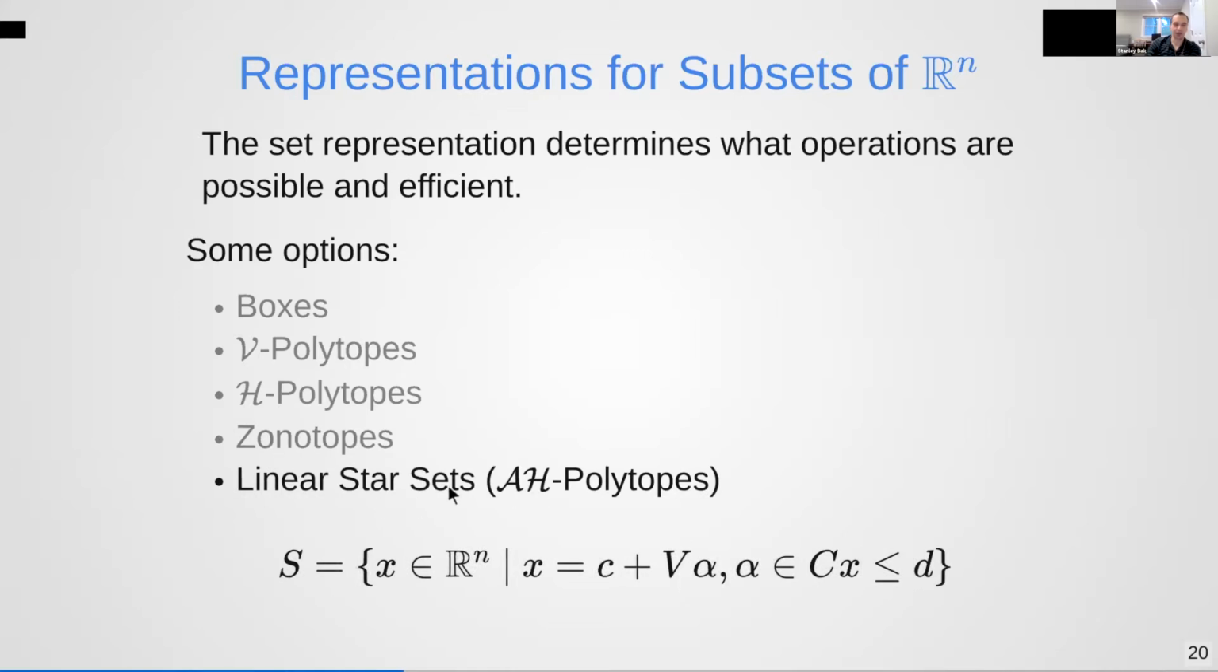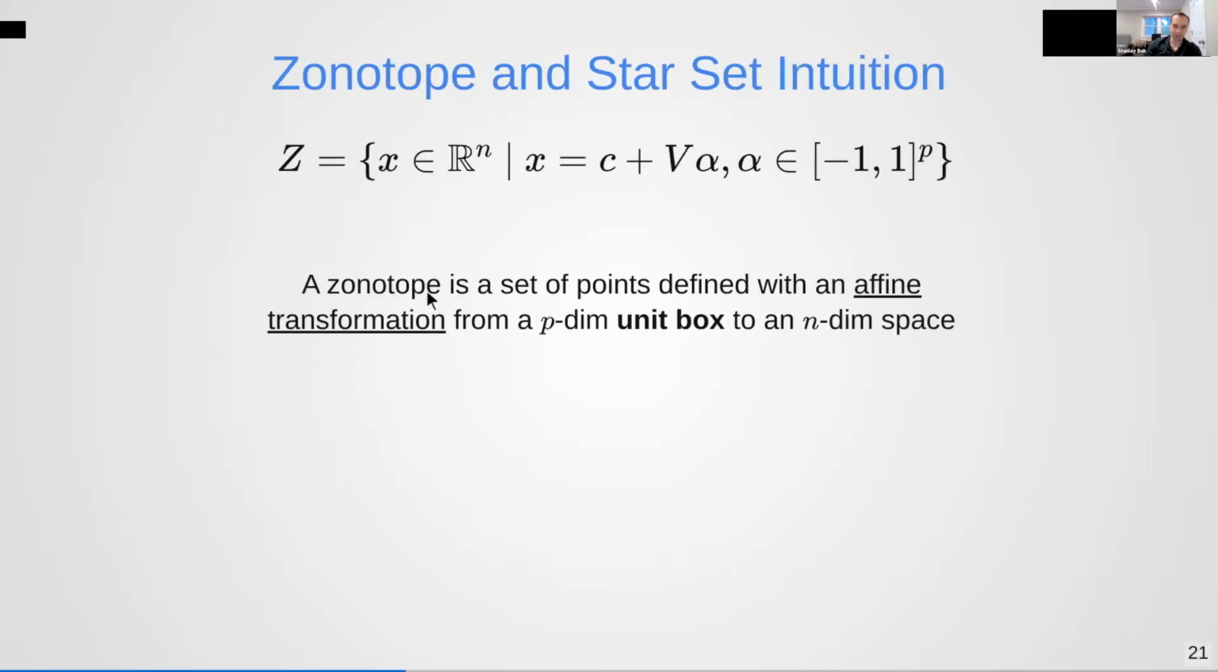Linear star sets, or AH polytopes, or affine forms, or constrained zonotopes are all the same name for this data structure, which is very similar to a zonotope, except that for zonotopes, alpha was inside the unit box. Now alpha is inside an H polytope. So you have a point alpha inside some polytope defined by half spaces, and then you perform an affine transformation of that point. So the intuition is a zonotope is an affine transformation of a point from a p-dimensional unit box to an n-dimensional space.